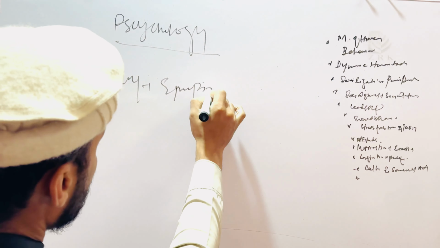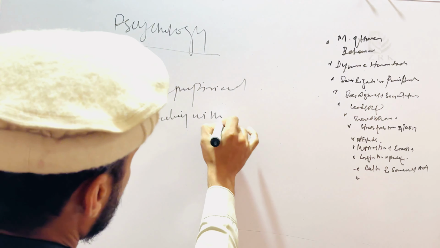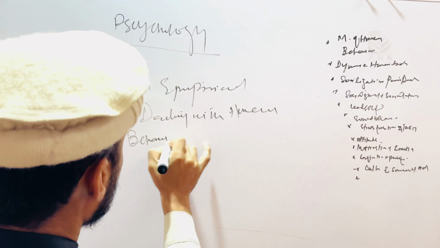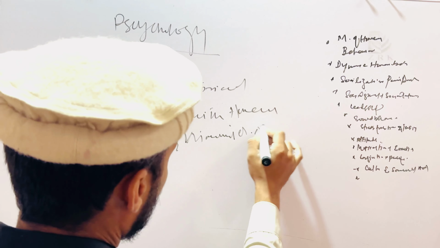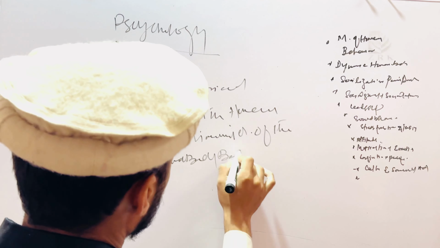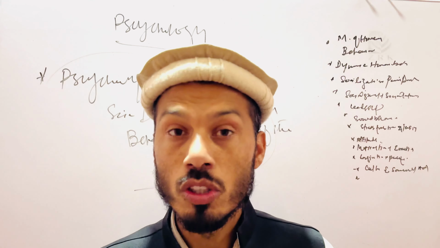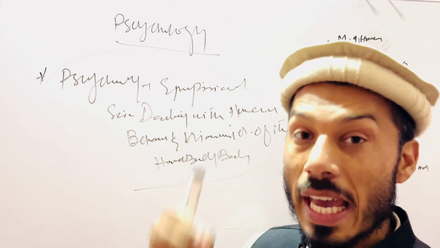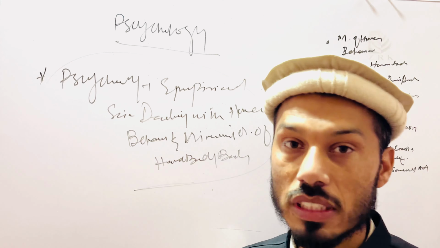empirical science, dealing with human behavior and mind of the human body is called psychology. Psychology is an empirical science which deals with the process of the human behavior and mind of the human body is called psychology.